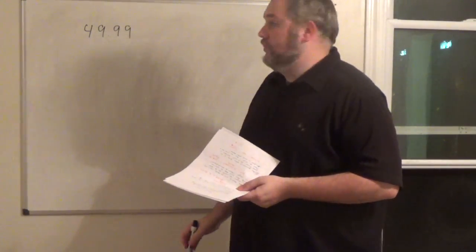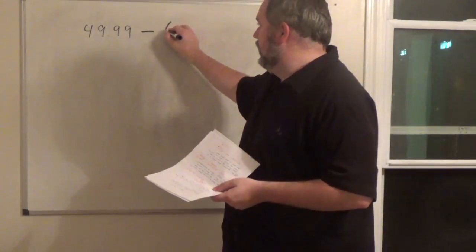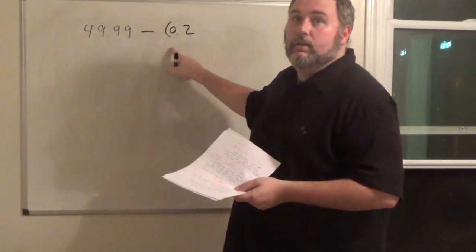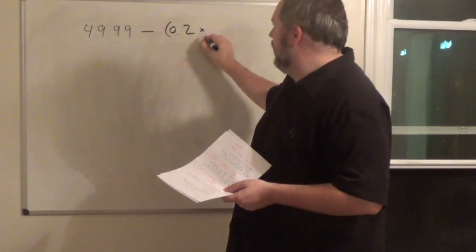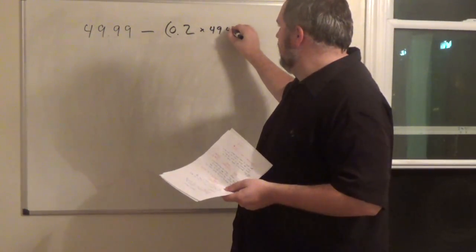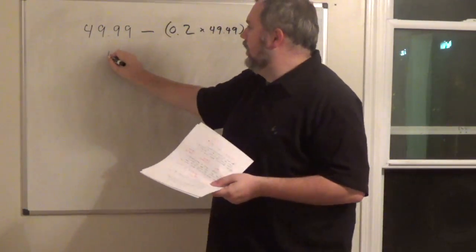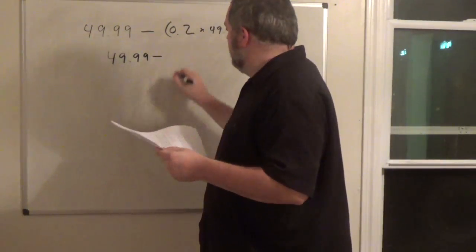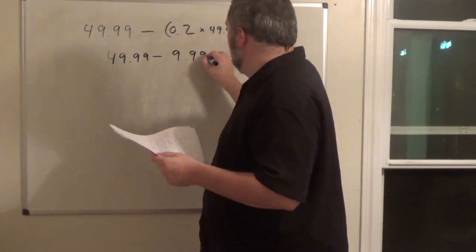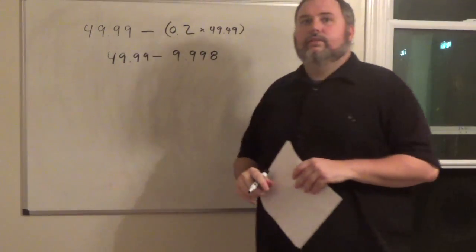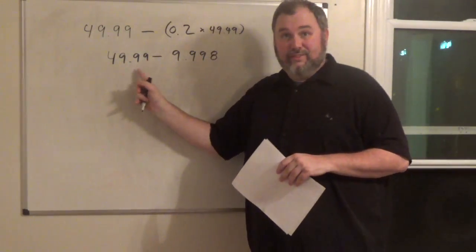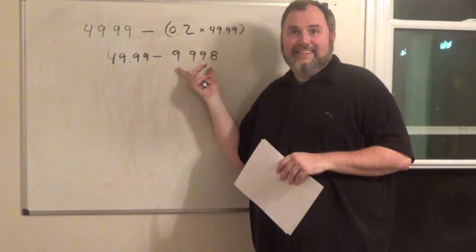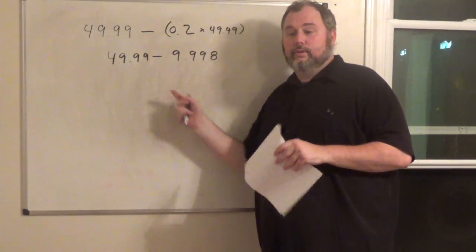So all I'm going to do is say this: minus 20%, 0.2. Let's put 0.2 times my $49.99. When I do, I get $49.99 minus $9.998. This is the exact number. So this is the cost of the rug. This is the cost of the discount. So now I know what the discount is. I'm going to subtract these two numbers.